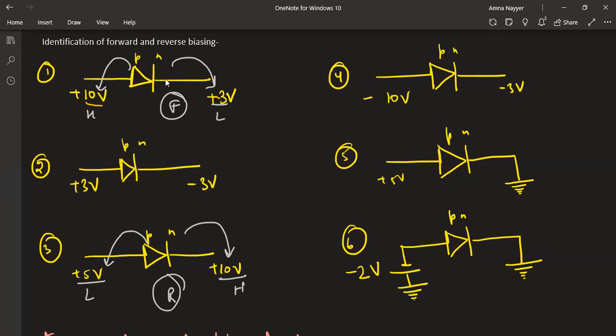Tell me the answer for the second one, all of you in the chat box. This is easy to identify at least. Just write F or R. No need to write the whole thing. Second part answer. If P is connected to higher voltage, forward. If P is connected to lower voltage, reverse. So for the second part.